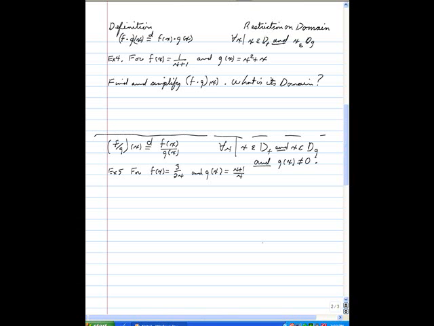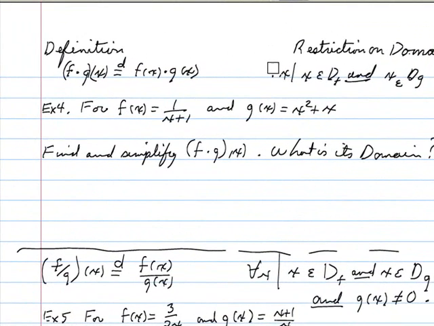The domain of f times g. This is for all x. That little upside down a means for all. Or you could put it this way, it means the same thing. The domain of f times g is equal to the set of all x such that x is in the domain of f and x is in the domain of g. So it's the same restriction on domain that we've had for every function we've defined.